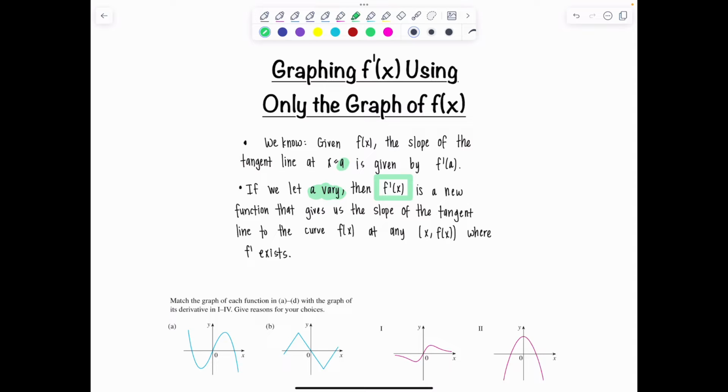The key idea is the graph of f prime of x comes from looking at the slopes of the tangent lines to f of x as you move along the graph. We are moving, and we are graphing f prime of x. So to start off, we're going to just do some matching problems, and then we'll put together graphs by hand.